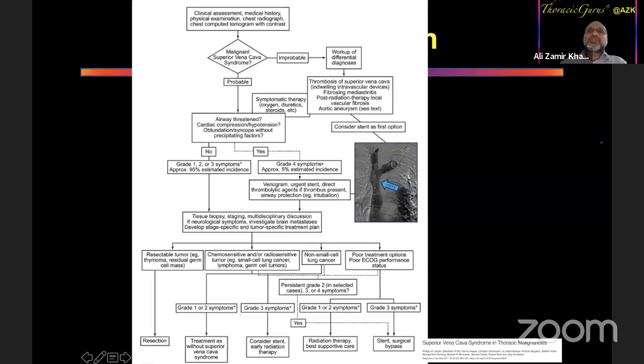This is from the SVCO paper, analysis paper. Very, very good guideline. This is the guideline. Okay, this is very nice one. Very, very nicely written. So look at this. You do a clinical assessment, medical history, physical examination.